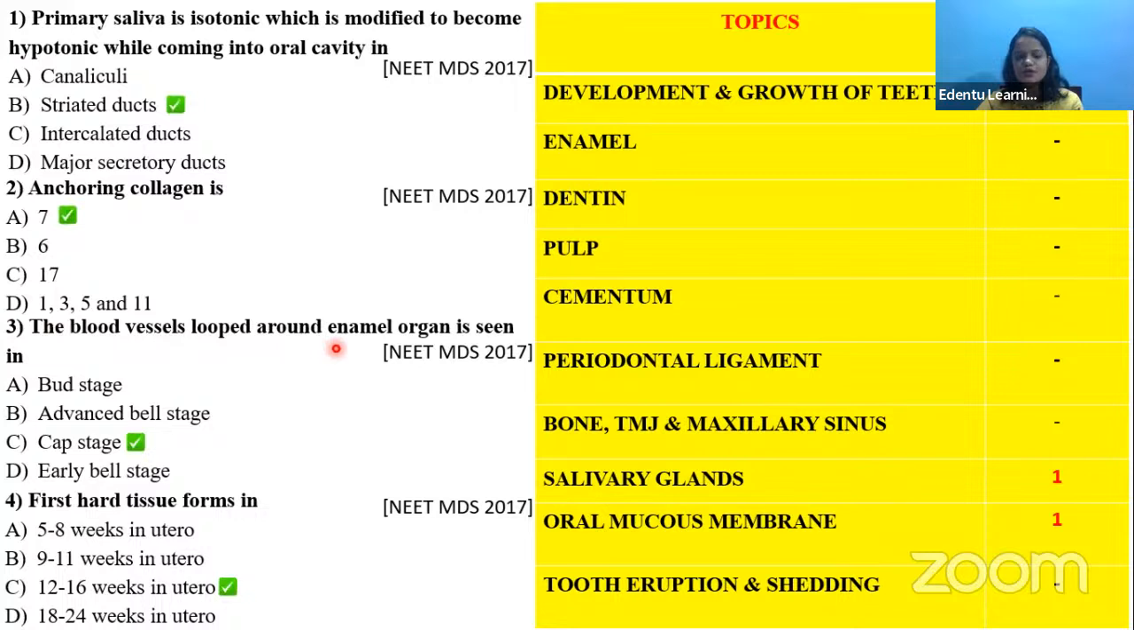The blood vessels looped around the enamel organ are seen in, okay, the cap stage. So it belongs to the development and growth of teeth chapter.